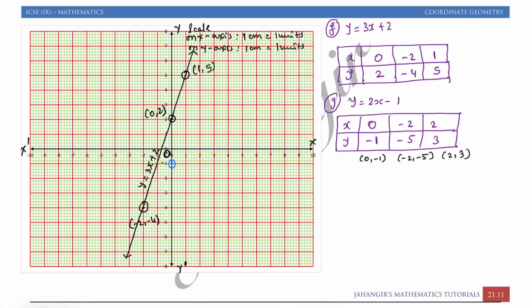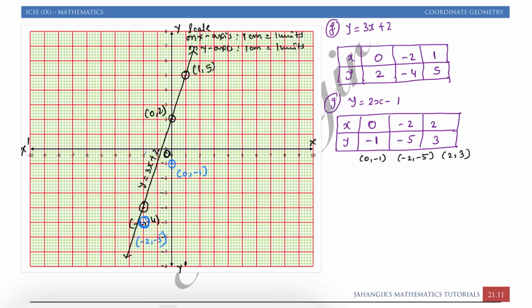Here we have minus everywhere. You cannot see. We have it. Okay. The first value was 0, comma minus 1. Second value is minus 2, comma minus 5. So minus 2, comma minus 5 is somewhere here. See, just plotted with blue. Minus 2, comma minus 5.